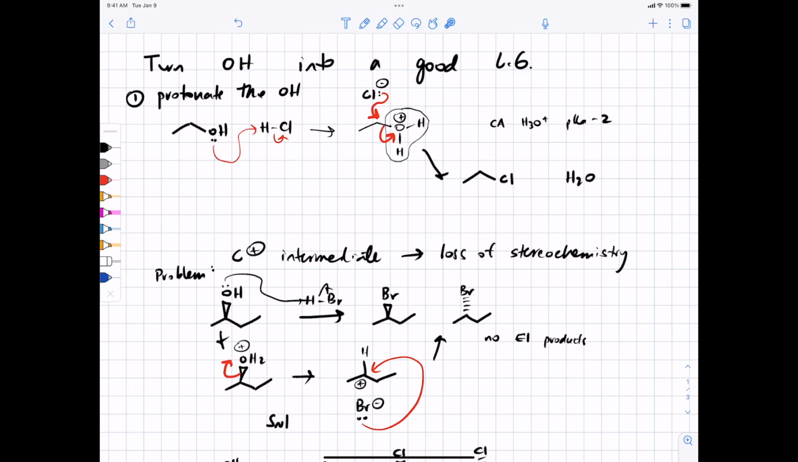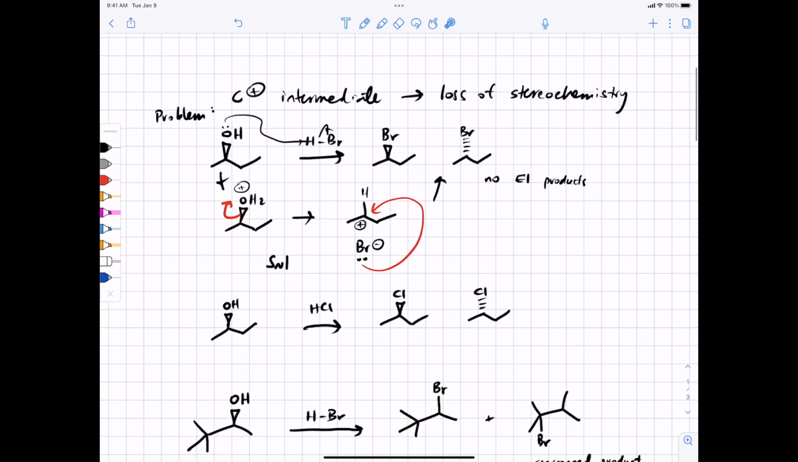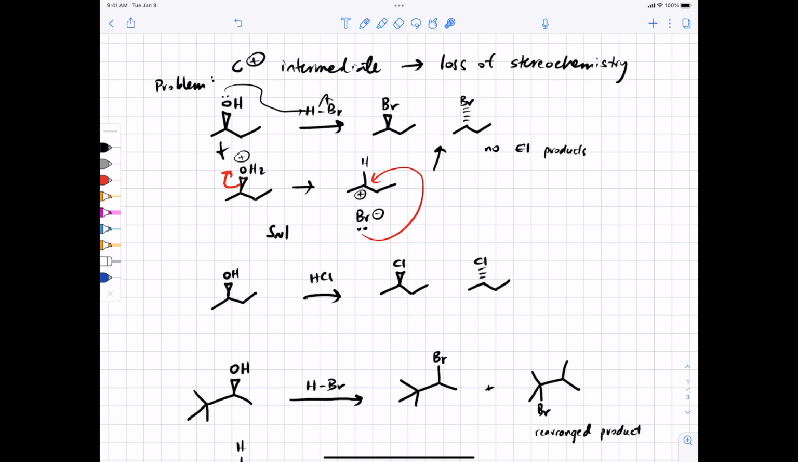Strategy one for dealing with alcohols and using them in substitution/elimination reactions is to turn the OH into a good leaving group by protonating it. The problem we said with that is that you usually go through a carbocation intermediate. And so if you've got stereochemistry to lose, as is the case with this chiral alcohol, you are going to get both enantiomers because you go through a planar carbocationic intermediate.